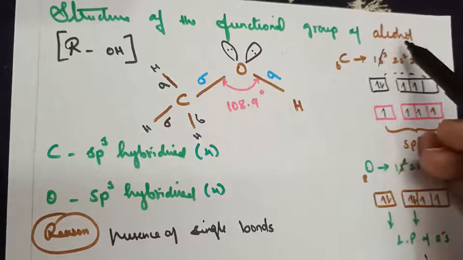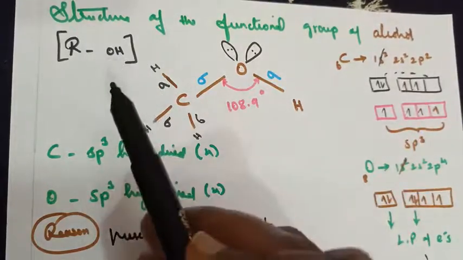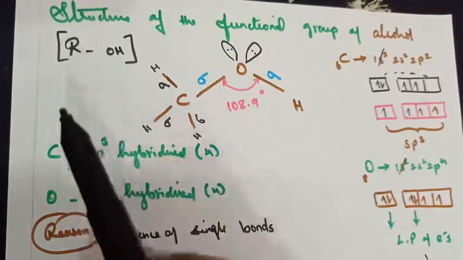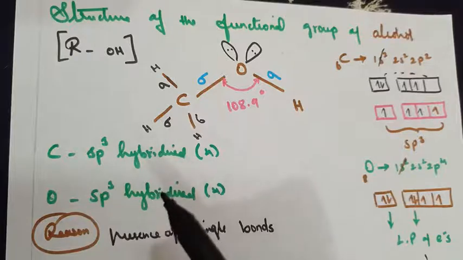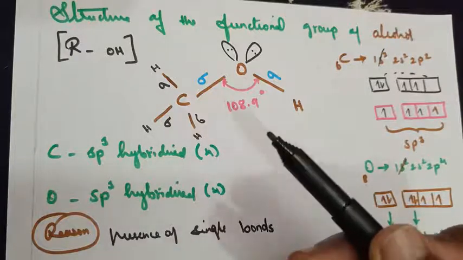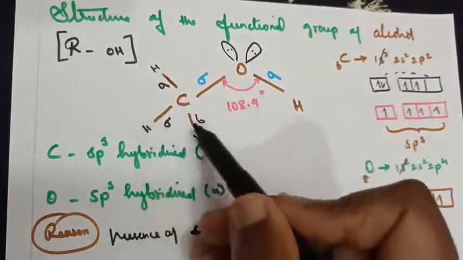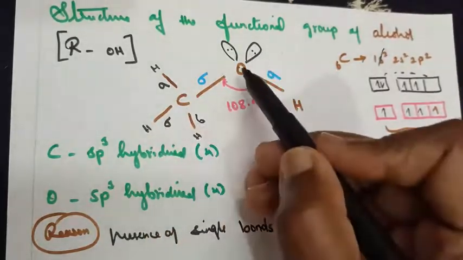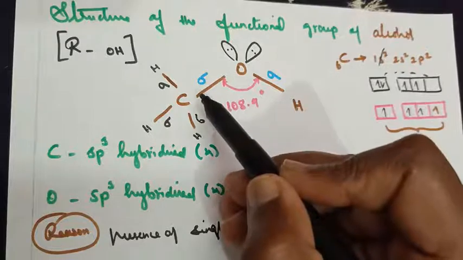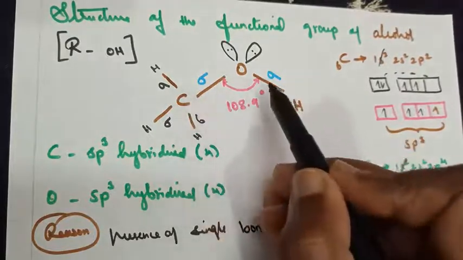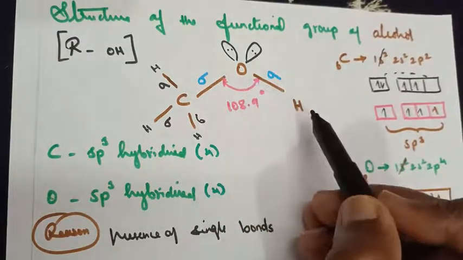Now, how do we represent alcohol as ROH? R stands for any alkyl group. I have taken the example of a simple alcohol, that is methanol. When we say the molecular formula of methanol is CH3OH, it means oxygen is bonded to the alkyl group on one side and bonded with a hydrogen on the other side.